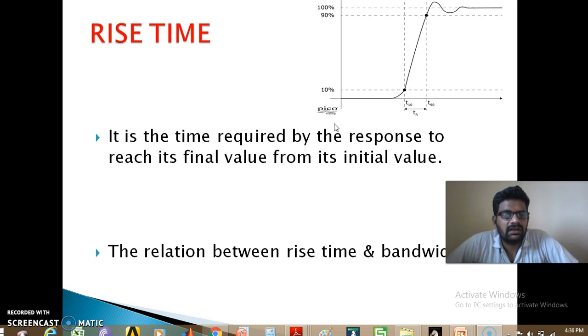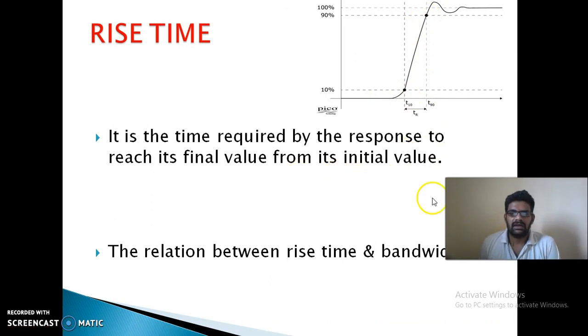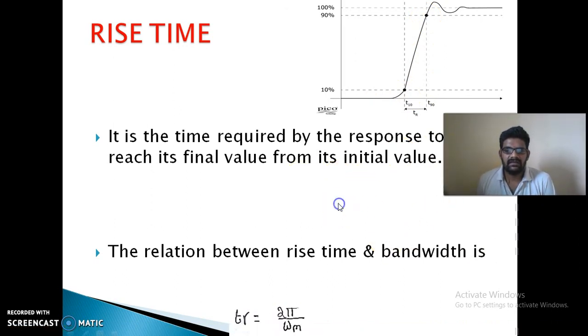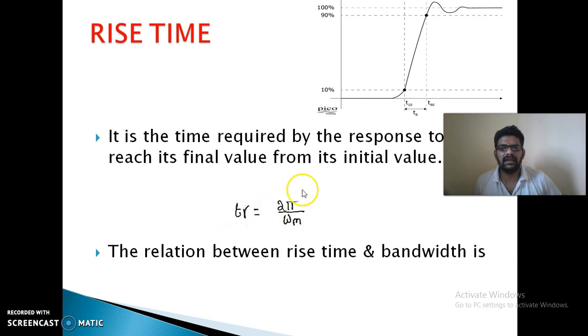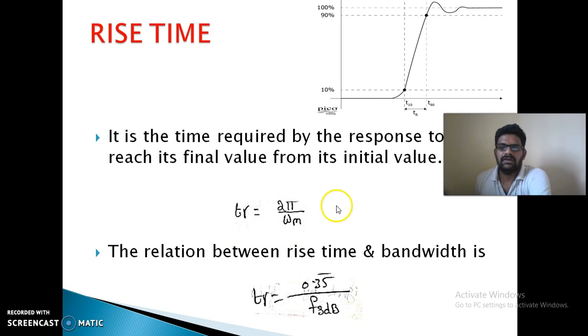So what is the rise time? It is the time required for the response to reach its final value, from 10% of its final value to 90% of its final value. The relation between rise time and bandwidth is that the rise time is defined as 2 pi by omega m, where omega m is the cutoff frequency. So rise time and bandwidth are inversely related. If rise time is more, bandwidth is less. If rise time is less, bandwidth is more. So that is the relation.